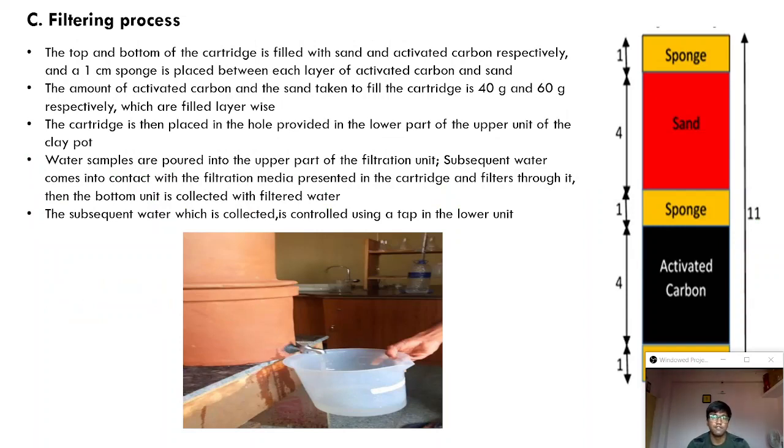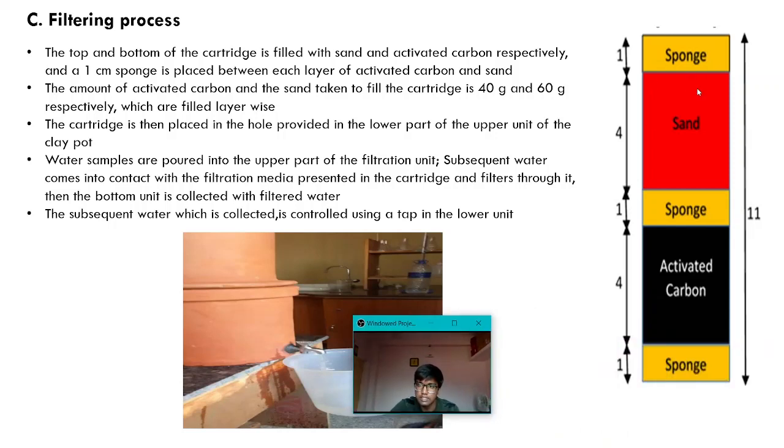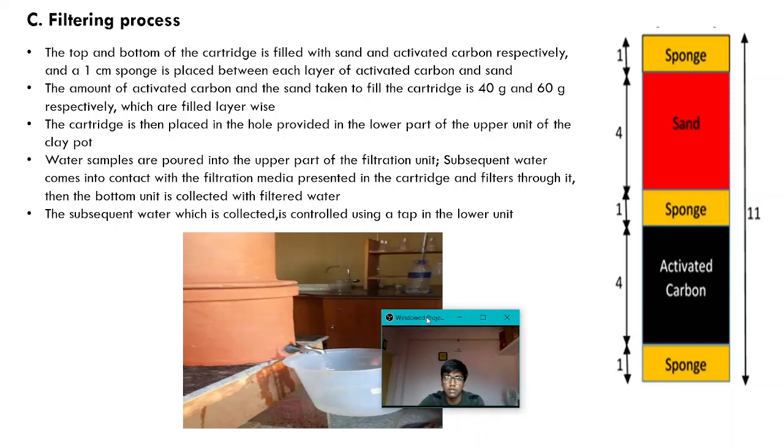And last is the filtering process. When we're done making the activated carbon, we use the clay pot to filter it. There is a top part of the clay pot, and then there is a bottom part. We fill a cartridge in the top part. As you can see, this is the cartridge. The top and bottom of the cartridge is filled with sand and activated carbon respectively.